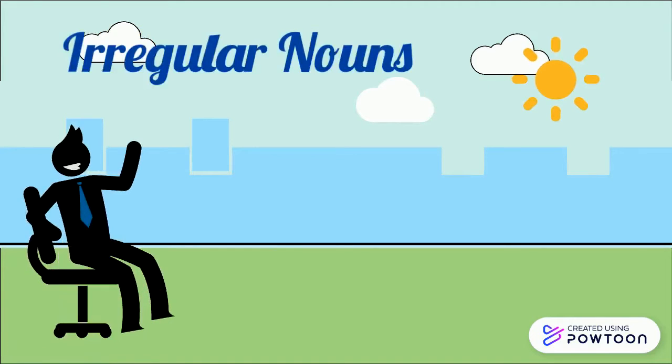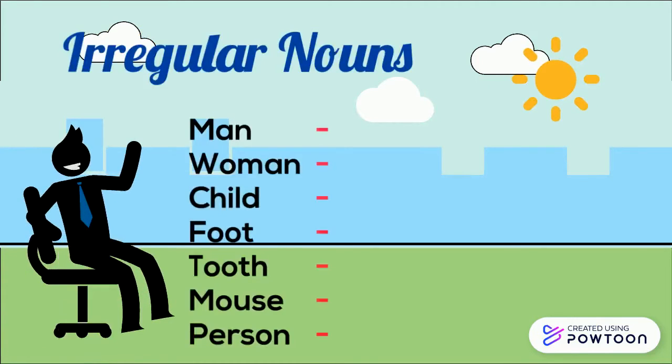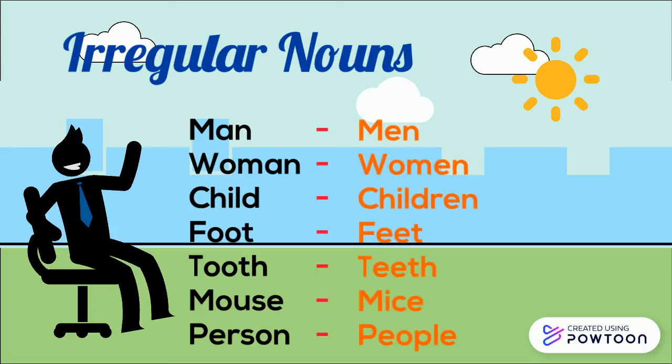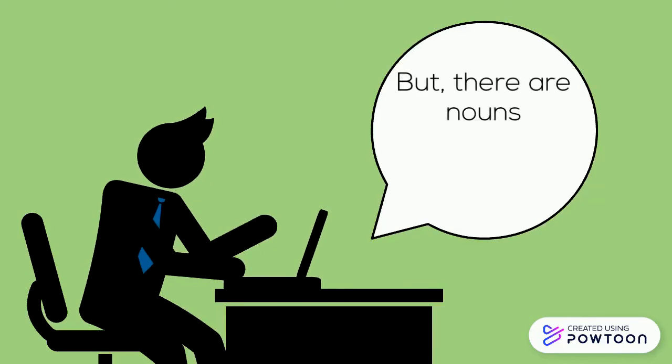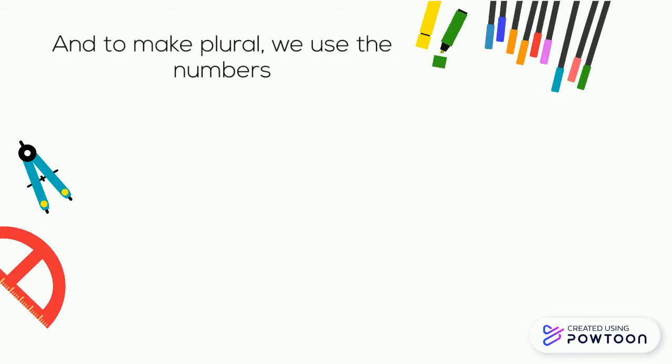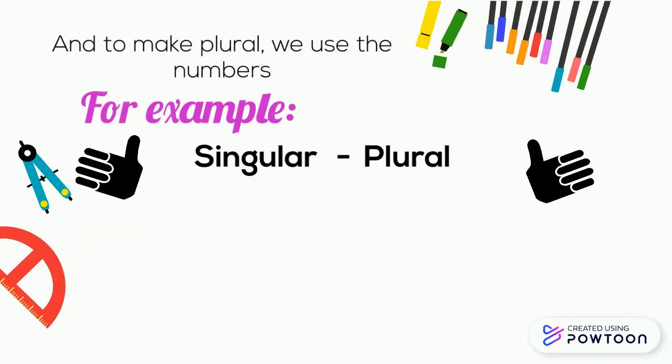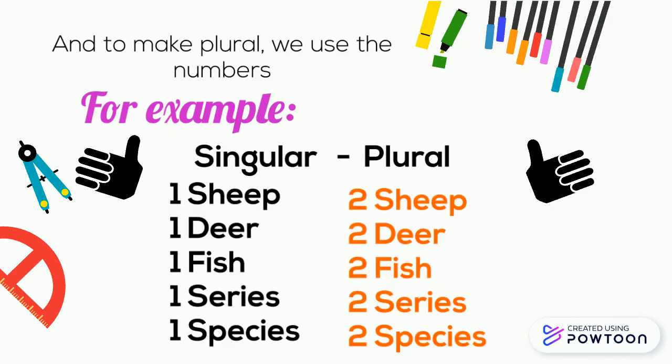Irregular nouns are words that have to change if you want to use them in a plural way. However, we have another group of irregular nouns. There are nouns with no change, and to make the plural we use the numbers. For example, one sheep or two sheep.